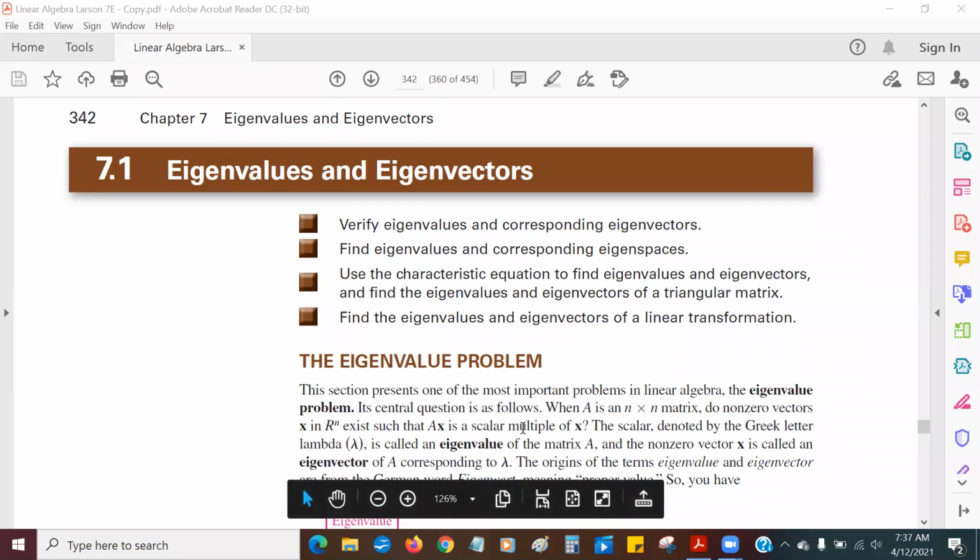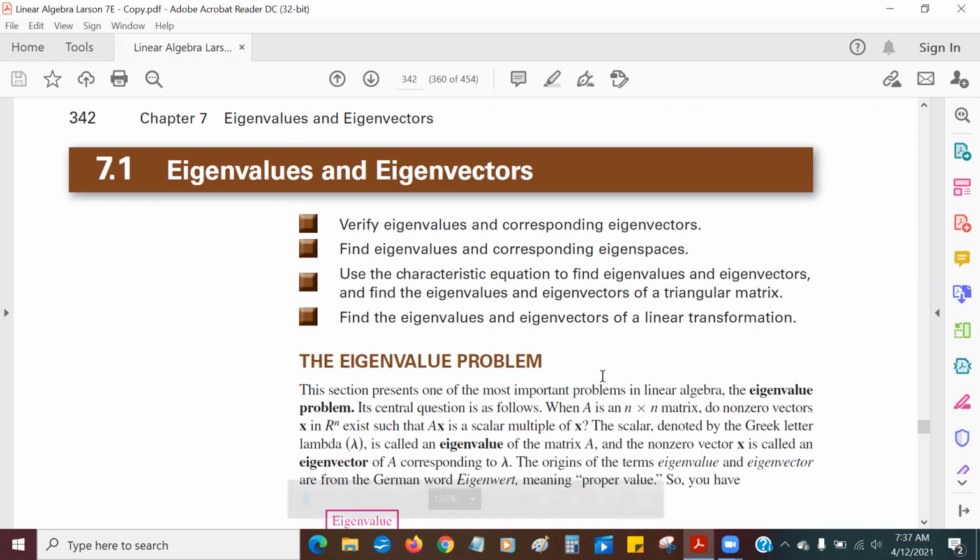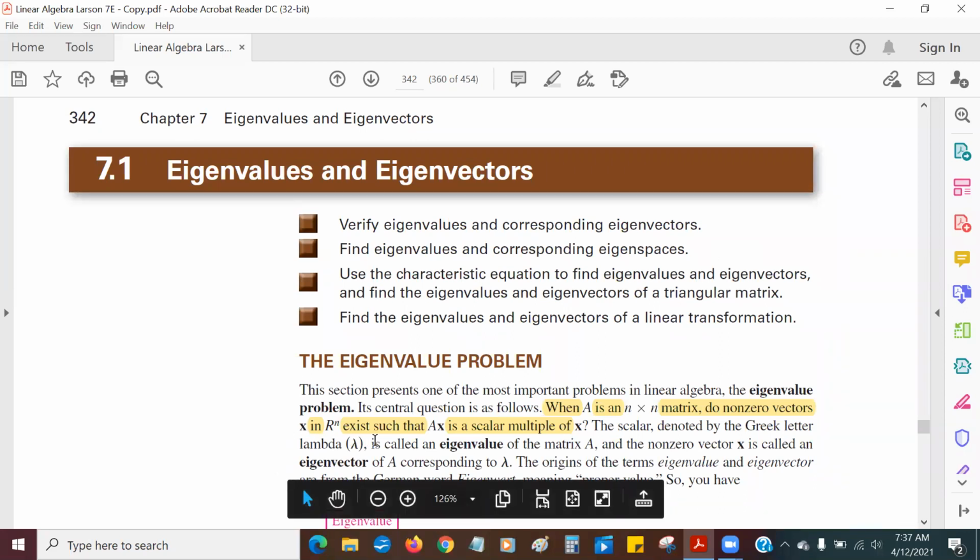So first of all, when we talk about eigenvalues, for some reason we use the Greek letter lambda. That's commonly used. So just be aware we're going to use lambda a lot. And so here's the famous eigenvalue problem. It says: if A is an n by n matrix, do non-zero vectors x in Rn exist such that Ax is a scalar multiple of x?